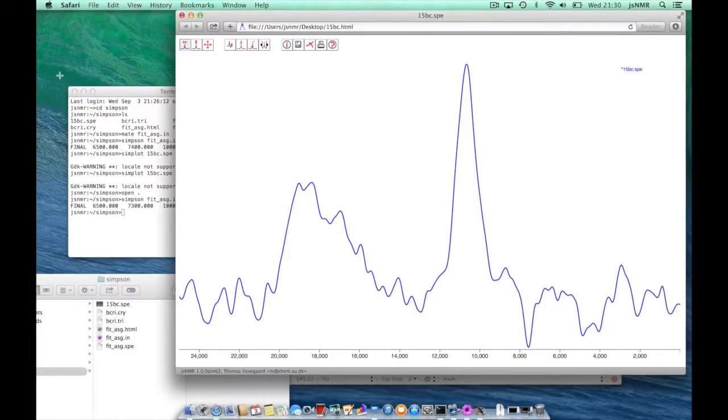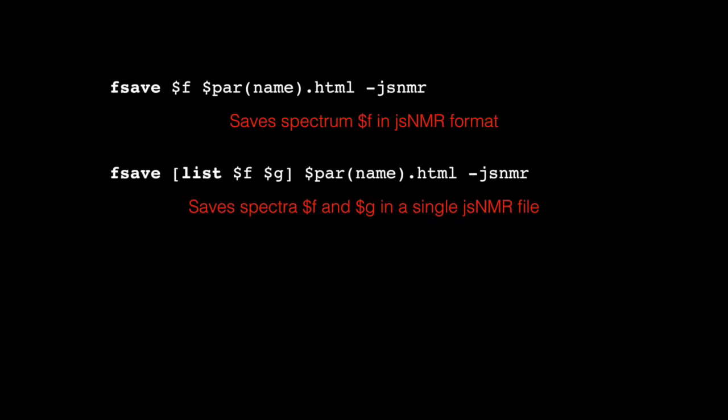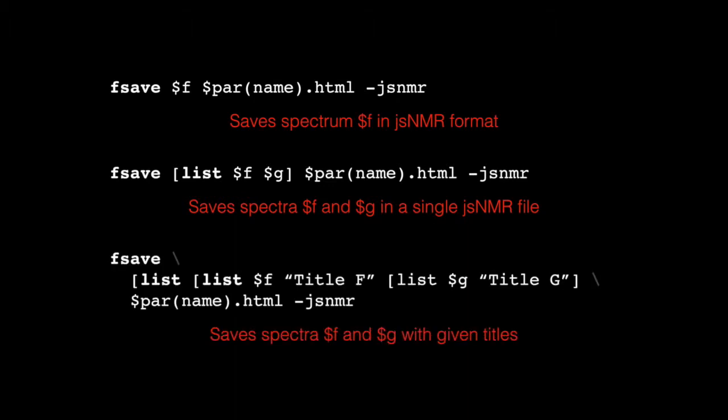That's very nice. In Simpson there's a third option. You can actually load a jsNMR TCL library into Simpson and then you get the possibility of saving directly to jsNMR spectrum format. You even have the option to save several spectra like experimental and simulated spectra, and you can even save them with your desired title.